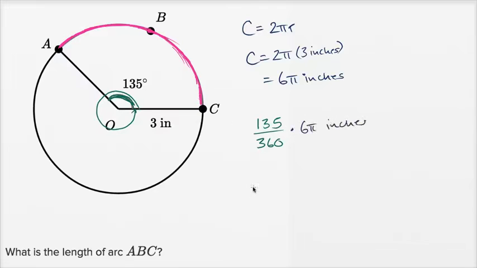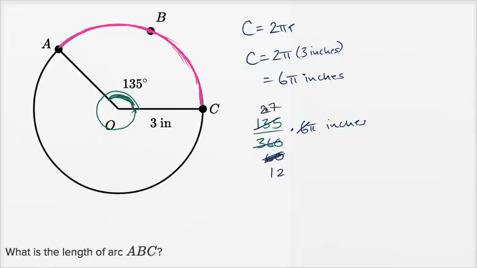inches. So let's see if we can simplify this a little bit. We could divide the numerator and the denominator by 6. 6 divided by 6 is 1. 360 divided by 6 is 60. And if we divide 135 by 5, that is going to be 27. 100 divided by 5 is 20, and then 35 divided by 5 is 7. So this is going to be 27. And then this would be 12 if we divide 60 by 5.